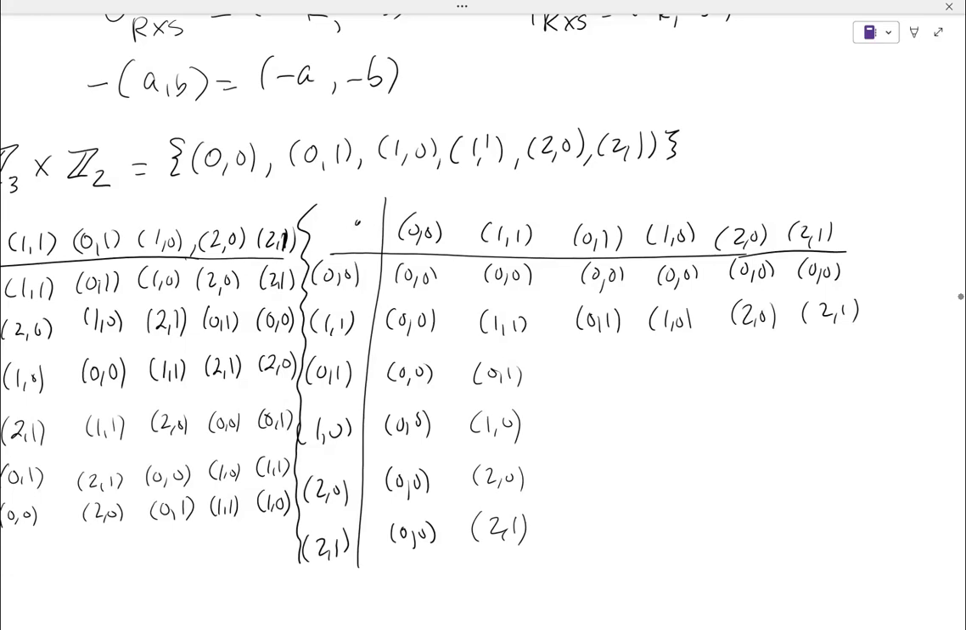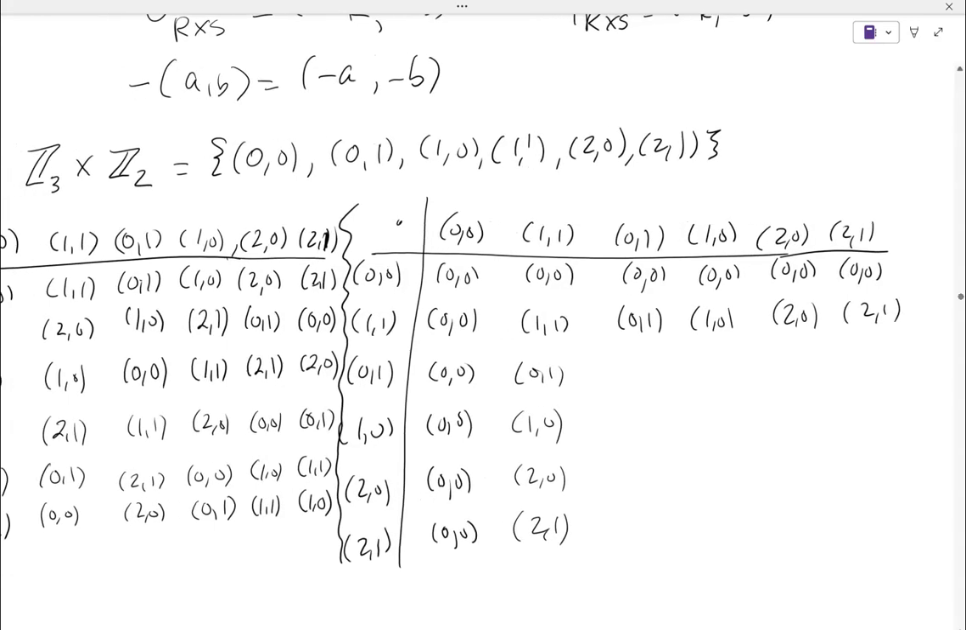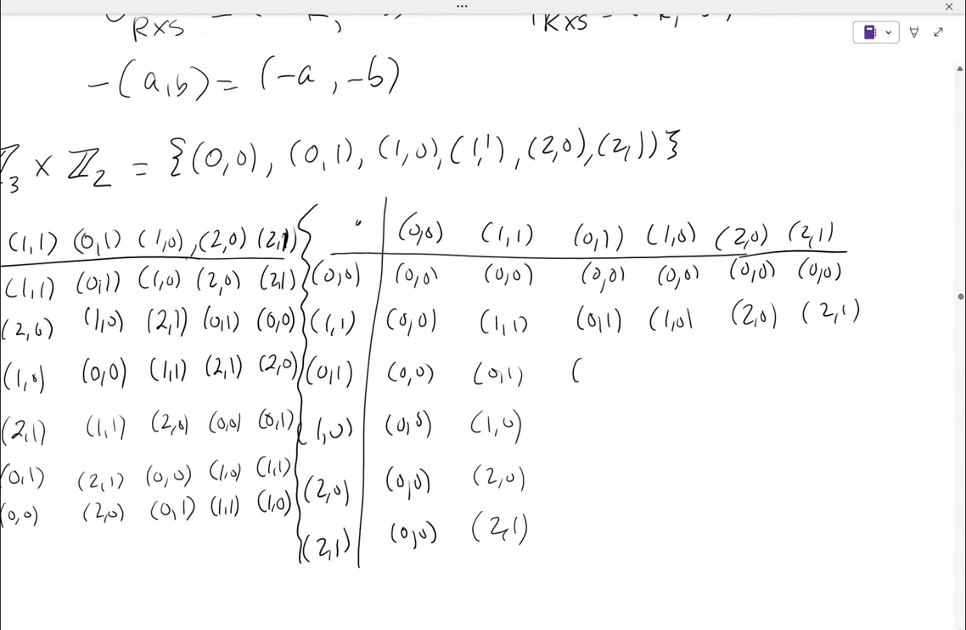What do you get when you do the (0,1) times the thing? (0,1) times (0,1) gives you (0,1). (0,1) times (1,0) gives you (0,0). Good. (0,1) times (2,0) gives you (0,0). (0,1) times (2,1) gives you (0,1). Good. And then again, I can fill out the third column because the multiplication here is commutative.